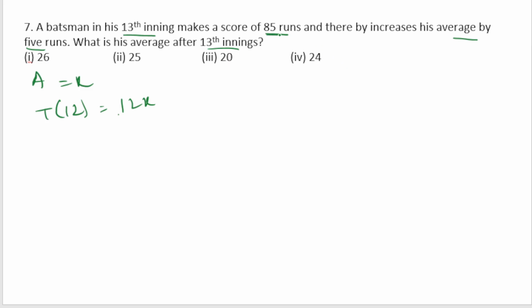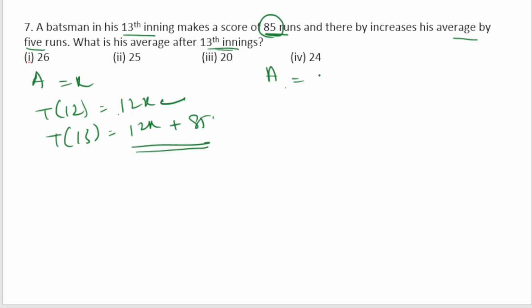So after the 13th innings, what is the total score? The total score of 13 innings is the score of 12 innings, 12X, plus, in the 13th innings, he got 85 runs, plus 85. This is the total score of 13 innings. And after the 13th innings, the average is increased by 5 runs. So the new average is X plus 5.